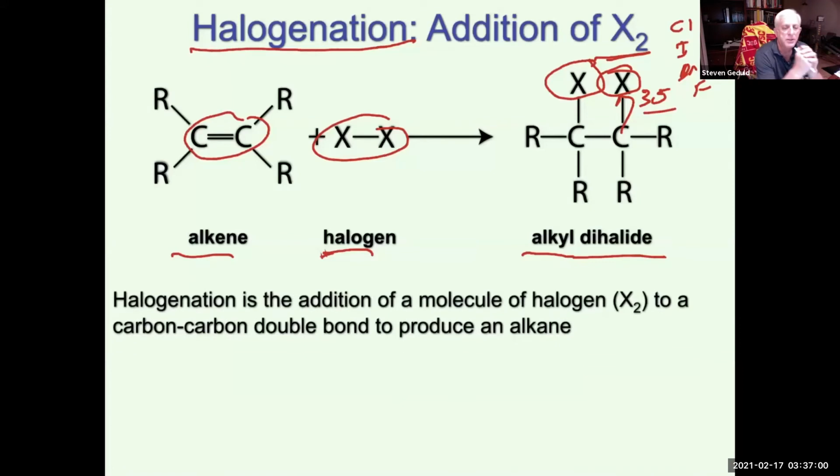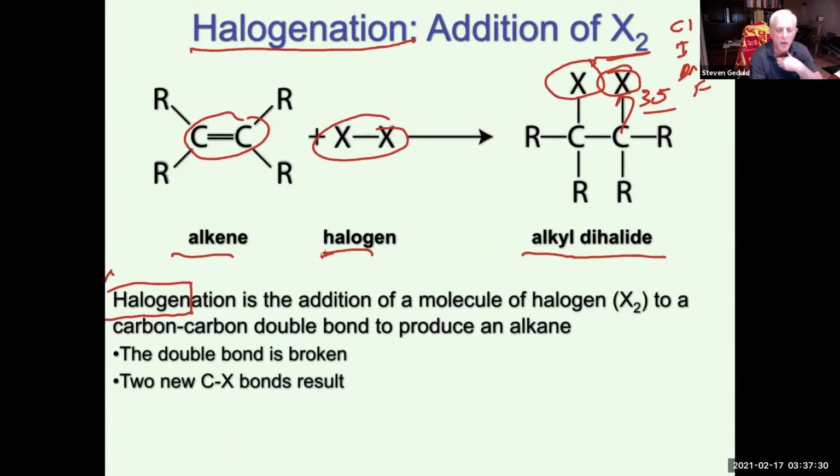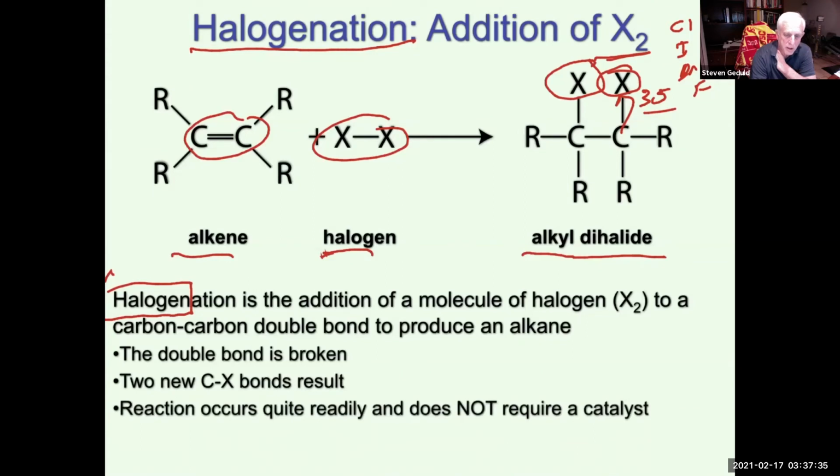So halogenation, again, is the addition of a molecule of a halogen, represented as X2, to a carbon-carbon double bond to produce an alkane with 2 halogens attached to it as substituents. Again, the double bond is broken. The new carbon-halogen bonds result. The reaction occurs readily and does not require a catalyst.